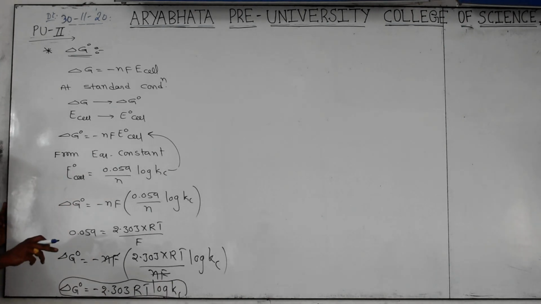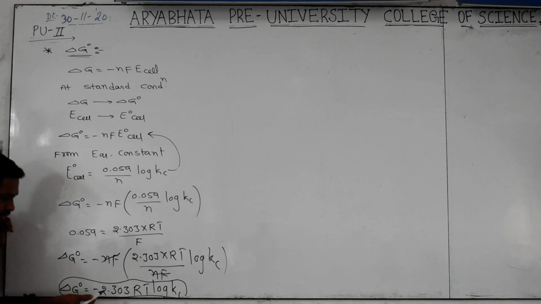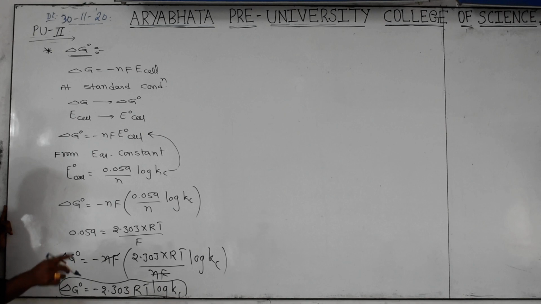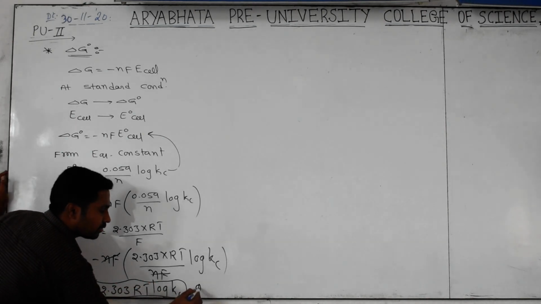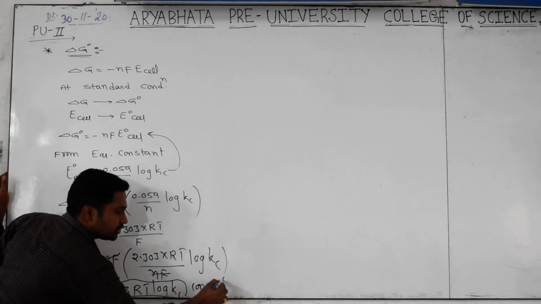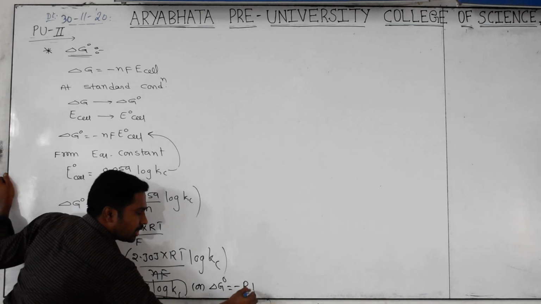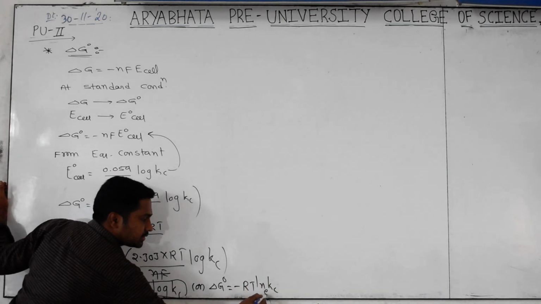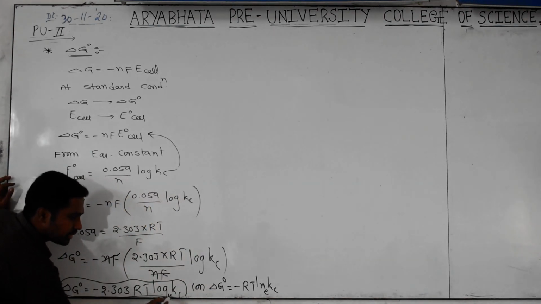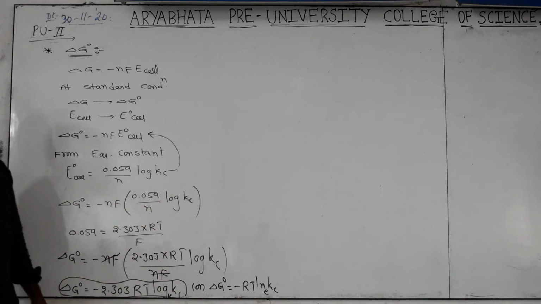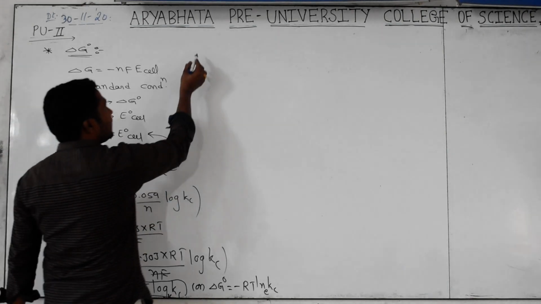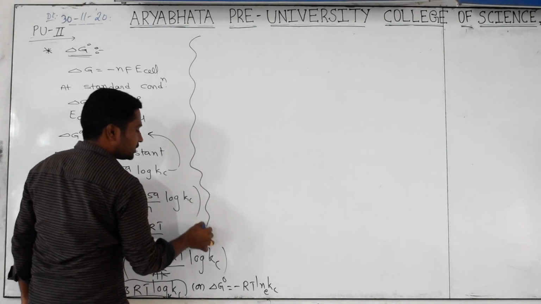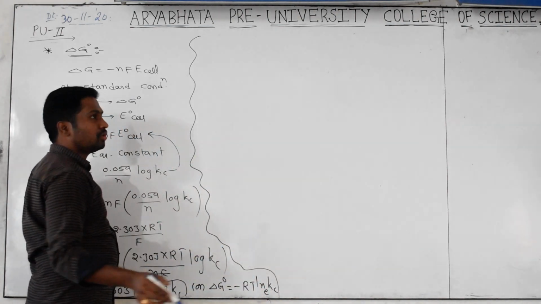And we can change this formula into another one also. 2.303 into log, can we write it as ln to the base e? So we can also write delta G naught is equal to minus RT into ln Kc. ln means to the base e, log means to the base 10. That's the variation. So finally we got some formulas here. Have all of you understood? Once again I will write all the formulas in one place, according to which we can solve the problems.